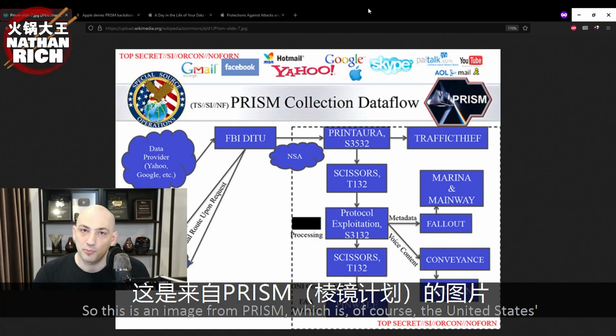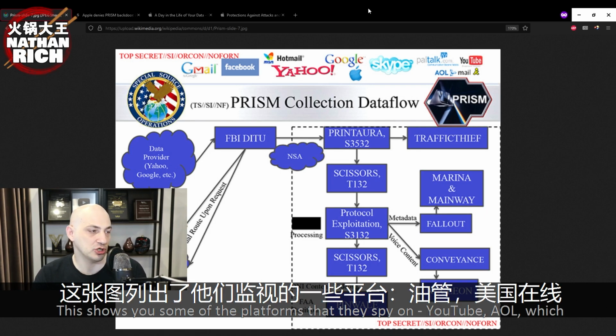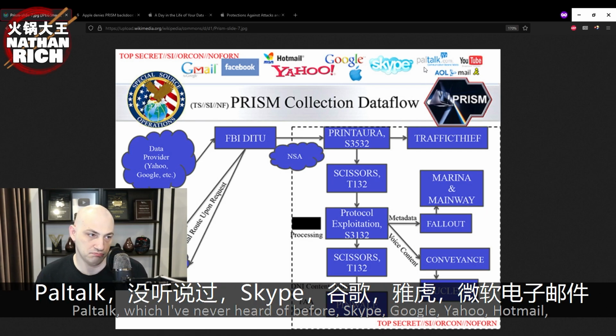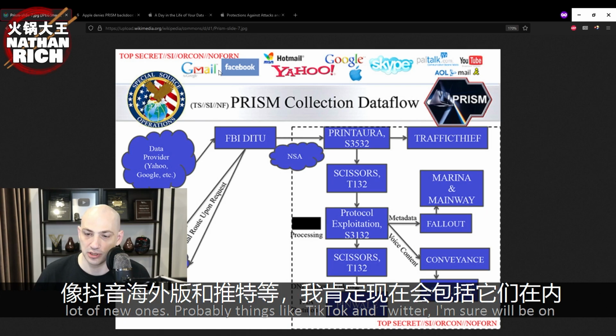So this is an image from Prism, which is, of course, the United States' massive espionage platform. This is an outdated photo. This shows you some of the platforms that they spy on: YouTube, AOL, which is pretty irrelevant now, Pal Talk, which I've never heard of before, Skype, Google, Yahoo, Hotmail, Facebook, Gmail, and undoubtedly this will include many more platforms these days, as there's a lot of new ones. Probably things like TikTok and Twitter, I'm sure, will be on here now.